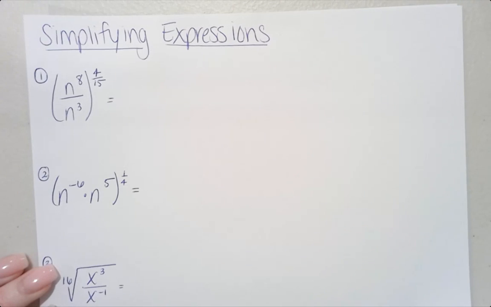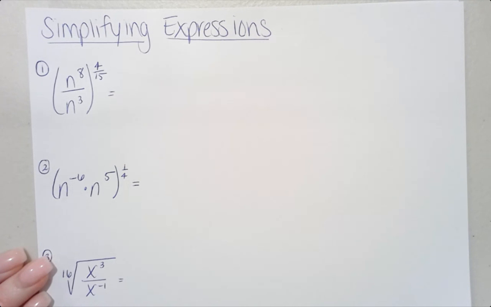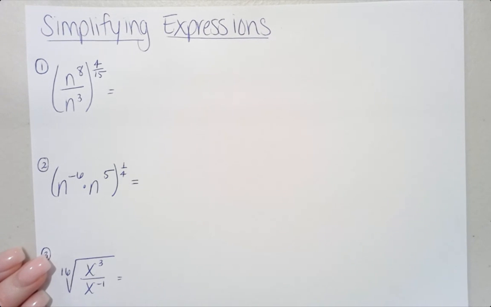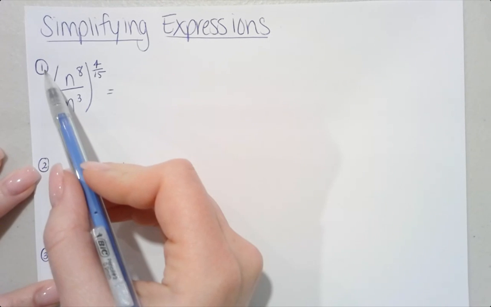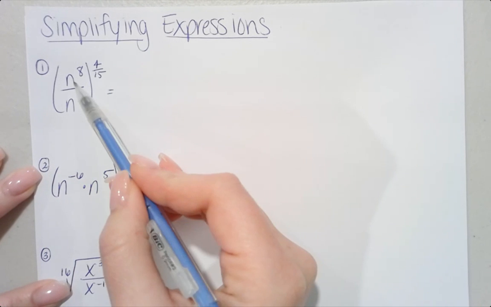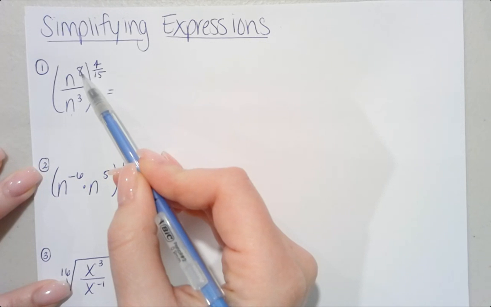All right, so this is the good stuff. This is where you actually get to simplify more complex expressions, but you have to know all of your rules because now you need to combine them all into one problem. So for example, problem number 1, I'm dividing like bases, which means I need to subtract my exponents.